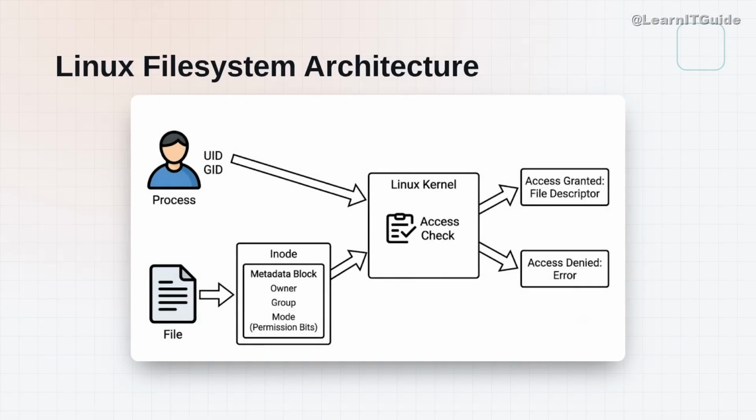How does this actually work internally? The Linux kernel does not look at the file name. It looks at the inode. The inode contains a metadata block storing the owner, group, and the mode. When you run a command, the kernel checks your user ID and group ID against that inode. If they match the criteria, it returns a file descriptor. If not, it throws an error.